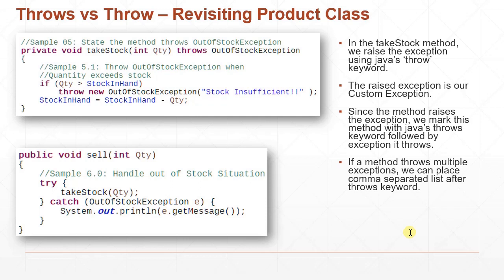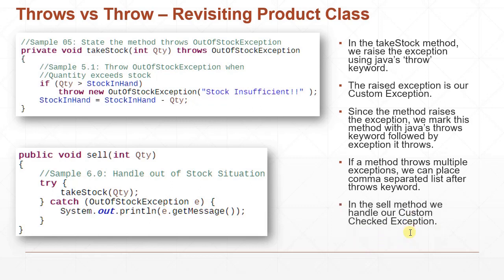If we had derived our OutOfStockException from RuntimeException, then the Java compiler wouldn't throw any error. But since the exception here is a checked exception, the compiler will force you to add a try catch block, or you can mark this method with a throws keyword. We will see that when we go to the Eclipse demo.